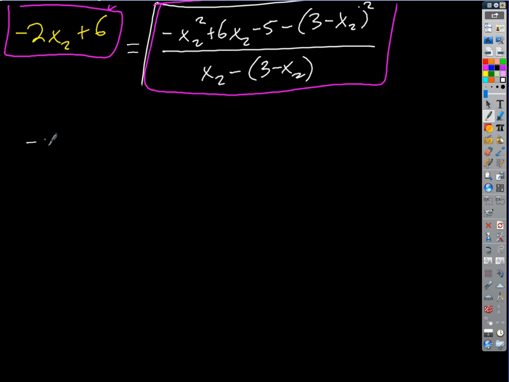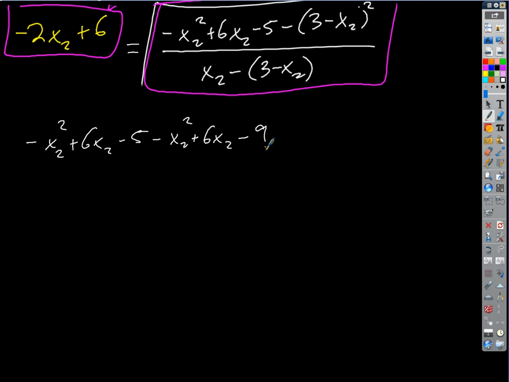So negative x squared, start with this one, plus 6x sub 2 minus 5 minus, let's distribute the negative, minus 3 plus x, oh no, hang on, I gotta square that whole thing out, don't I? Whoops. So help me out, if I square this whole thing out, what am I gonna get? x squared minus 6x plus 9. Okay, so x squared, minus, when we distribute the negative, we'll make it a plus. And then minus minus 9, right? Did I get that right?